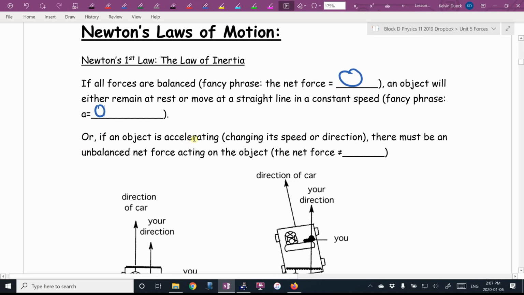If an object is accelerating, changing its speed or its direction, then there must be an unbalanced net force acting on the object. The net force can't be 0. That's a big not equal to, by the way. I don't know if you can see it on your shrunken down copy.